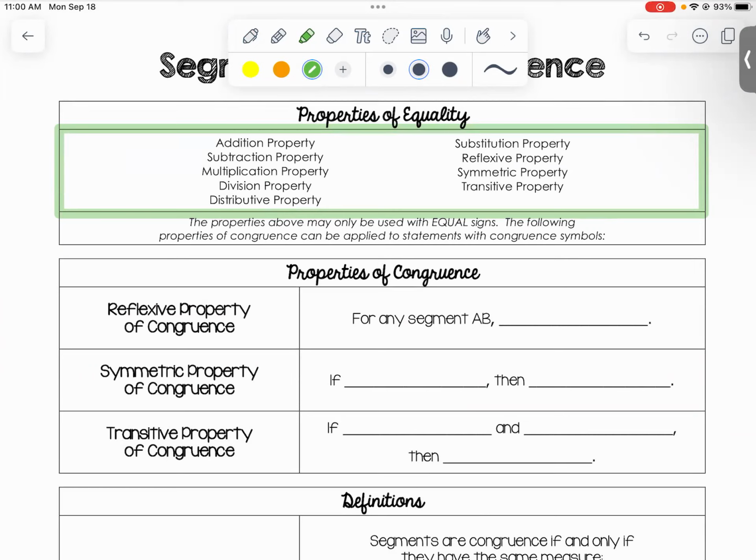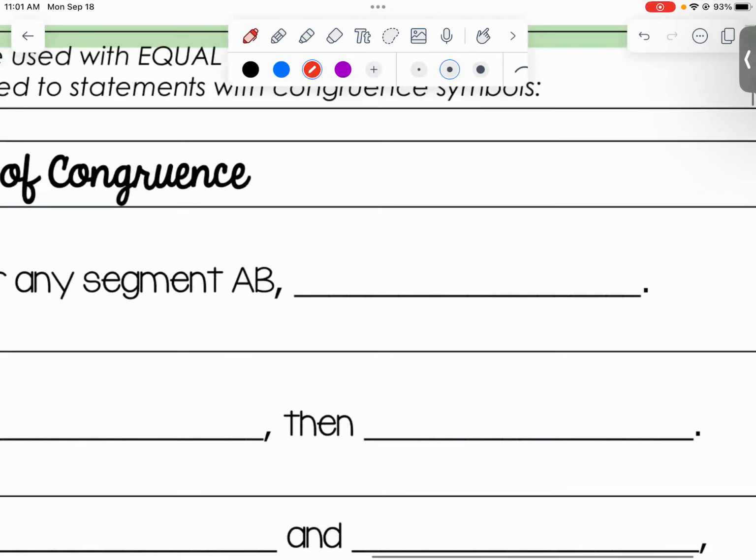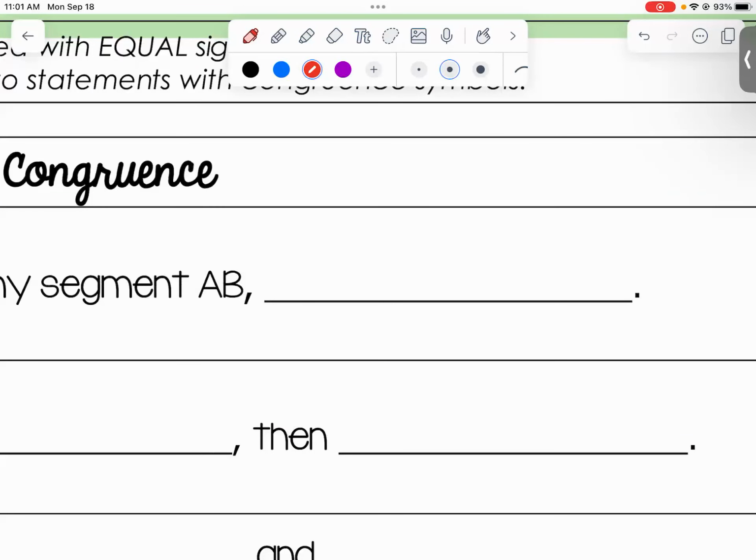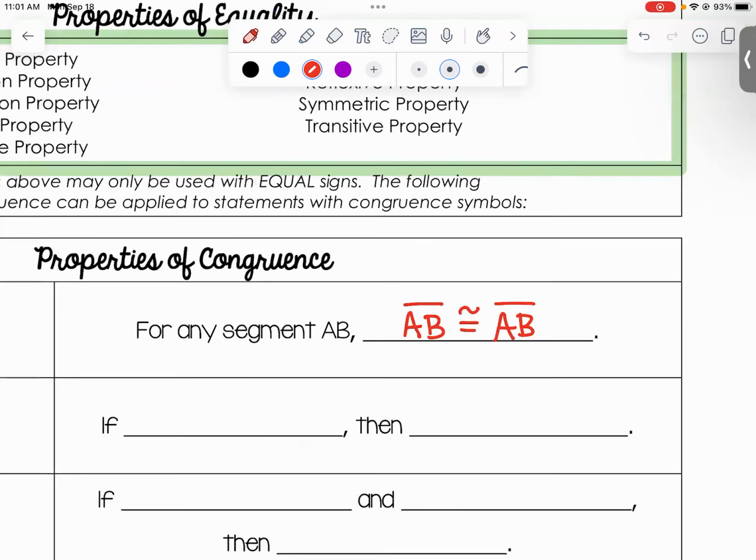So the reflexive property. What does the reflexive property of equality look like? Give me an example. X equals X. So if we're talking about segments and we have the reflexive property of congruence, then for segment AB, we would write AB is congruent to AB.